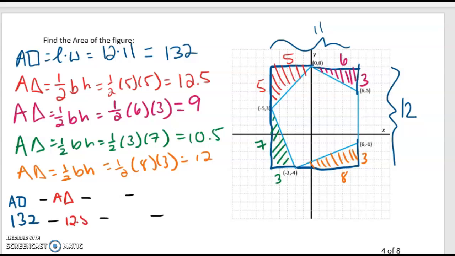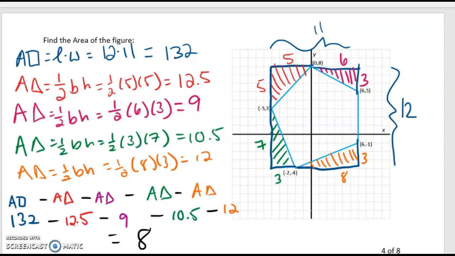The red triangle was 12.5. I'm going to subtract out the purple triangle because I don't need that one, and that was 9. I'm going to subtract out the green triangle, which is 10.5, and I forgot a subtraction line. There we go. And then I also want to subtract out the orange triangle, which was 12. Okay, so I'm going to plug that into my calculator. I'm going to do 132 minus 12.5 minus 9 minus 10.5 minus 12. And what that ultimately is going to give me is 88.